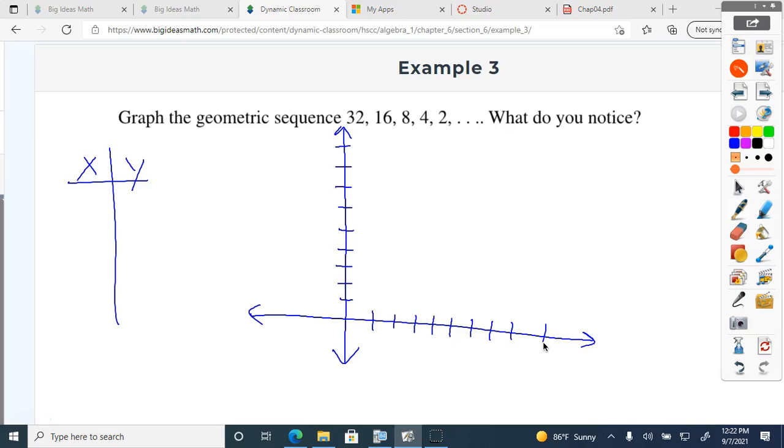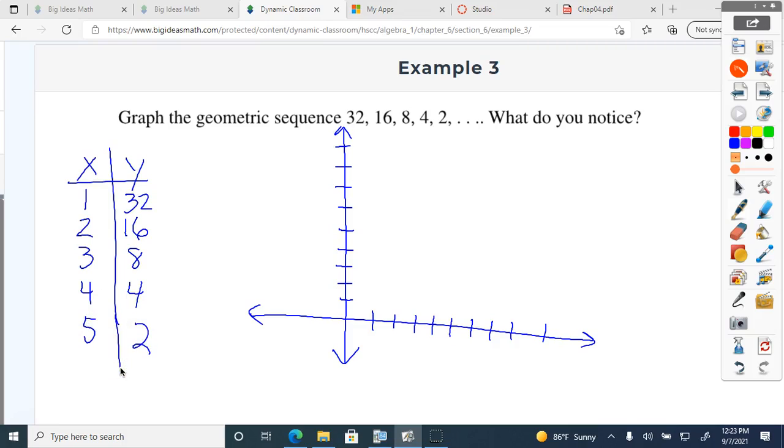Did they give us points? They did not. So we are going to make them. Here's how you make them. That first number, that's your x number. So it's 1 and then what? 32. 2, 16. My second number is 16. Third number is 8. Fourth number is 4. And fifth number is 2. Could I keep going if I wanted to? Yes, but they just gave me that much.